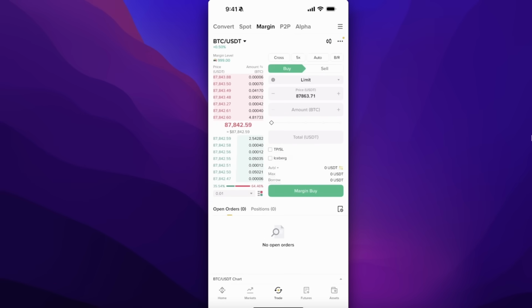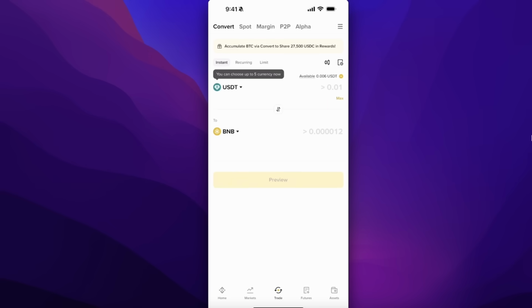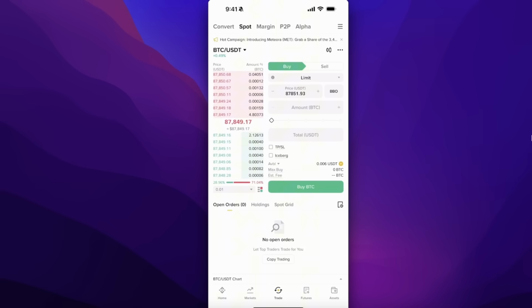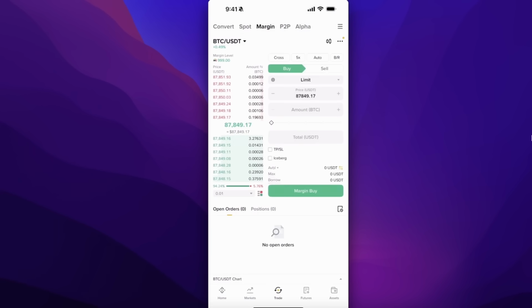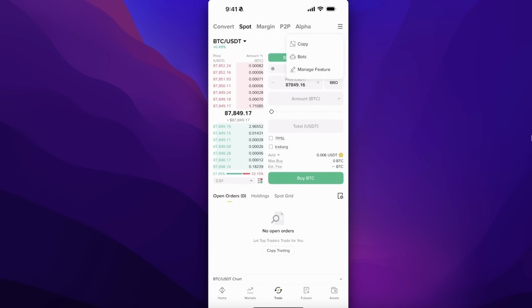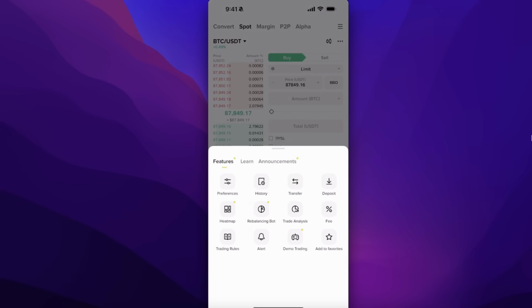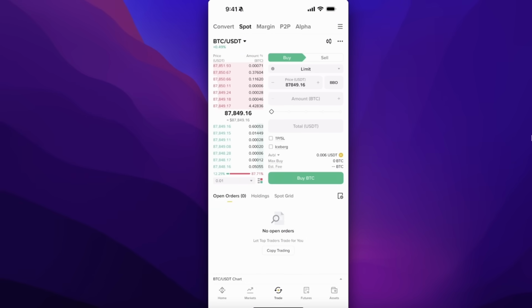So if you click on trade over here, you will find that automatically you will be led to a trading dashboard. From the top of this, you will find conversions, spot trading, margin trading, as well as P2P and alpha. Now, one of the most popular ways to trade is going to be spot trading, because it's a very simple and easy way to trade, and it's what most people refer to when they refer to trading.